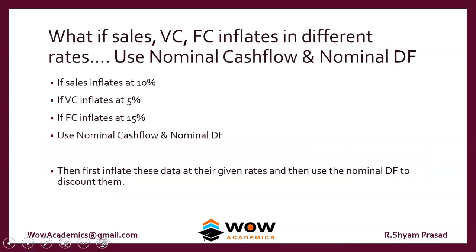So again, we'll tell an example. If sales inflation is 10%, variable cost inflation is 5%, and fixed cost inflation is 15%, then there's no other way. You have to get the nominal cash flow and the nominal discount factor, and only then can you get the NPV, right?